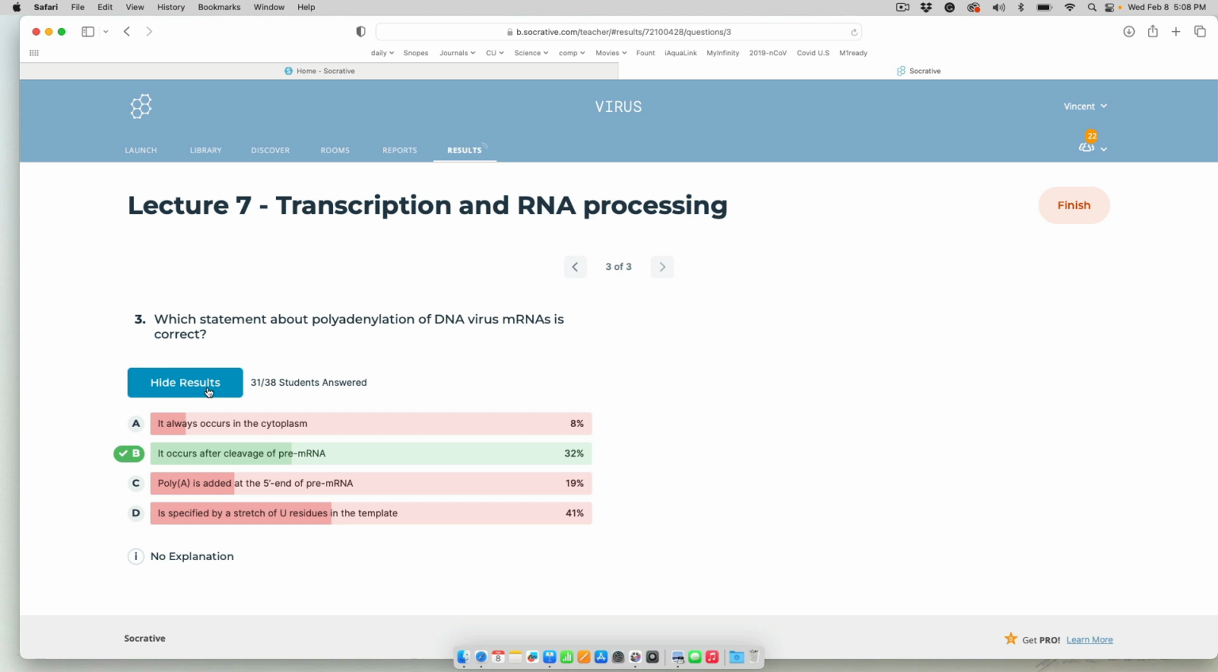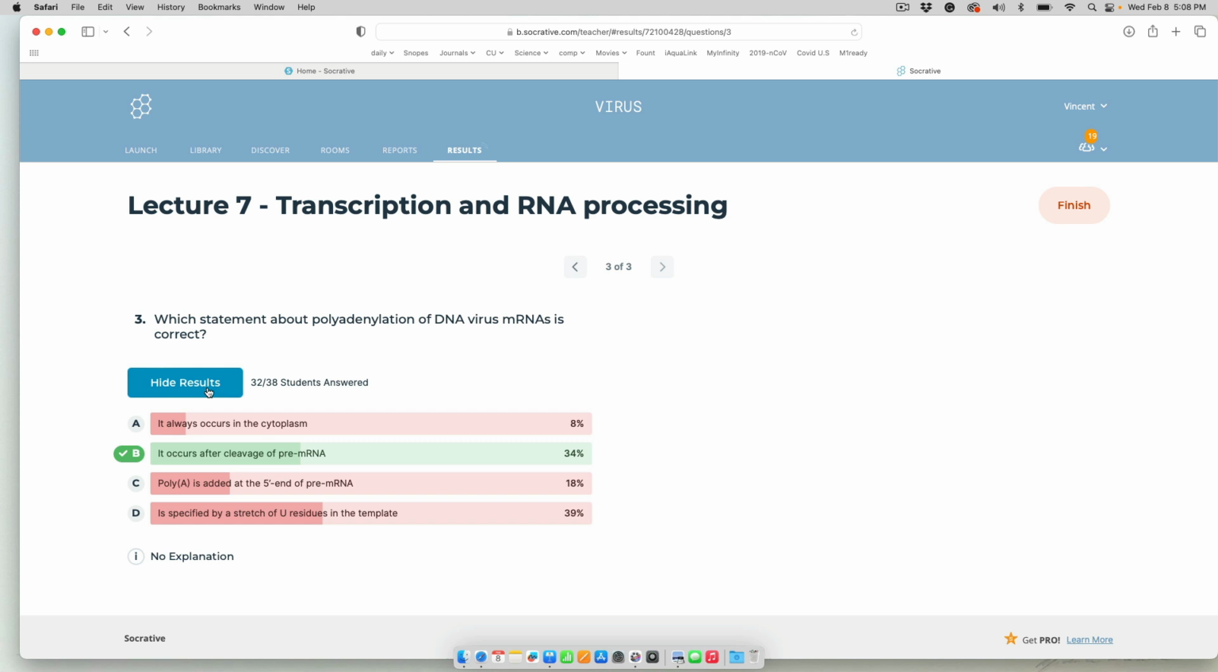So the right answer, so polyadenylation of DNA virus mRNAs occurs after cleavage of the pre-mRNA, right? I'll show you that on the slide. It doesn't occur in the cytoplasm. That's on another slide, I'll show you that. Poly A is not added to the 5' end, it's at the 3' end of the mRNA. And D, which most people picked, it's specified by a stretch of U, that's for RNA viruses, right?